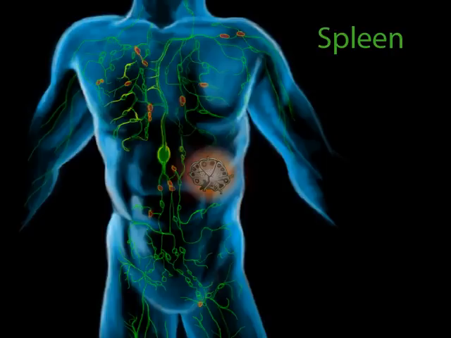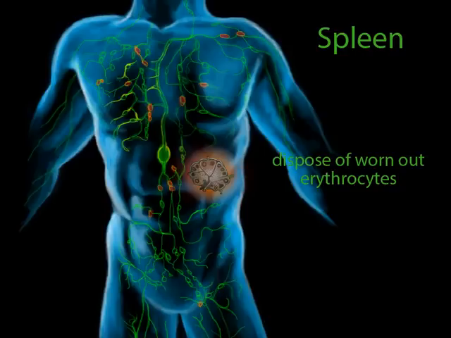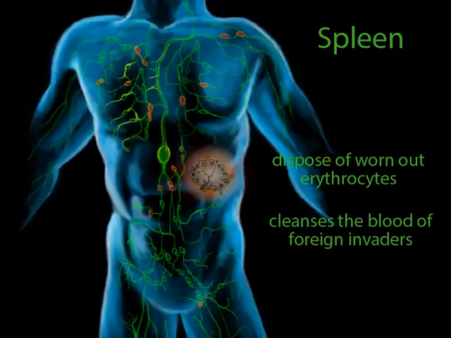The spleen also works to clean the blood of worn-out erythrocytes. Remember, red blood cells have a short lifespan. As a result, roughly 2 million erythrocytes die every second. They must be removed from the blood, and that's another job of the spleen. Before the blood leaves the spleen through the veins, it passes through the red pulp. Macrophages in the red pulp engage in phagocytosis to remove both foreign invaders and worn-out red blood cells.